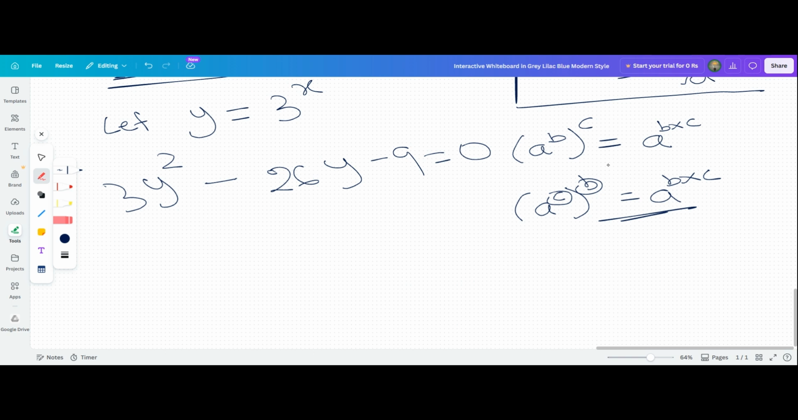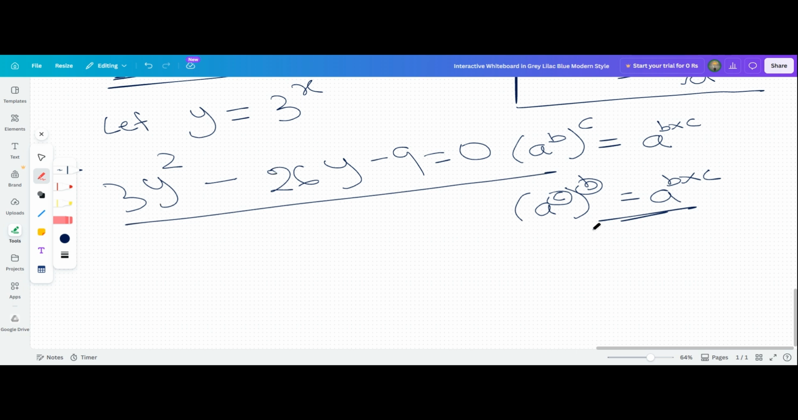This is usually called a hidden quadratic equation. It means the quadratic equation is not directly revealed. You have to do something to get that quadratic equation. So now it is a quadratic equation, and you can easily solve for y.